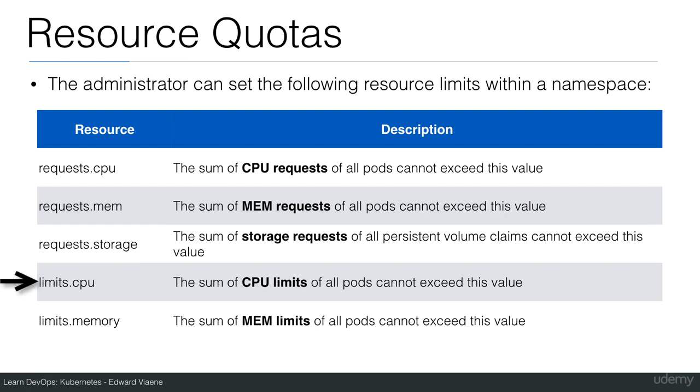And then you have the CPU limits and the memory limits. Same, the sum of the CPU limits of all the pods cannot exceed this value. So people who want to start pods on the cluster will have to specify this limit CPU and limit memory, and the total of these values needs to be lower than the total that the administrator is going to set.